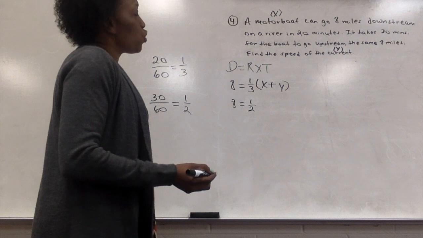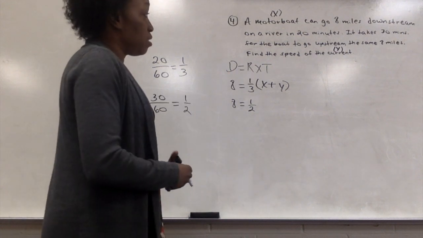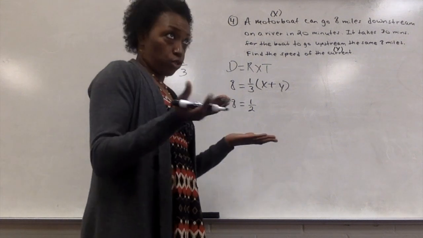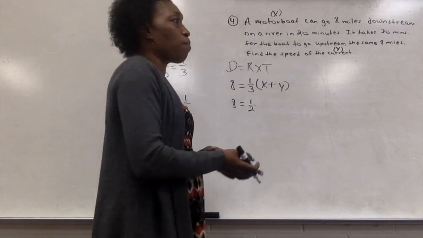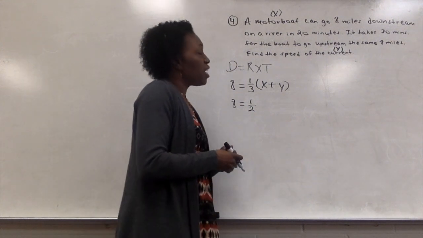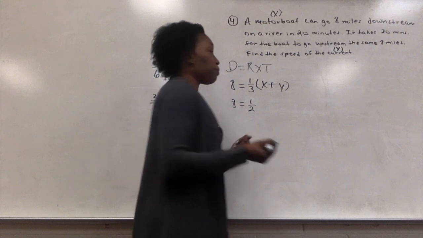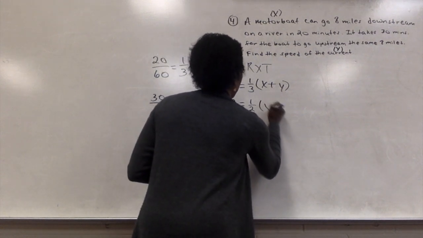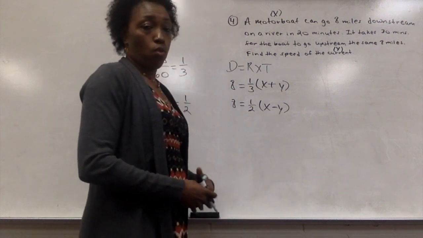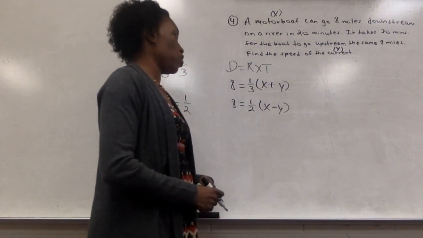And now we're going to talk about our speed, which is the rate. Now it says we are going upstream. So if we're going upstream, we're basically going against the flow of the river or the current. And so that's going to slow us up a little bit. So that means our speed will be decreasing. So we're going to use minus y because we're going upstream.